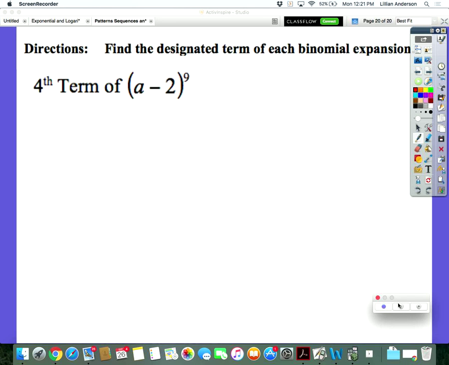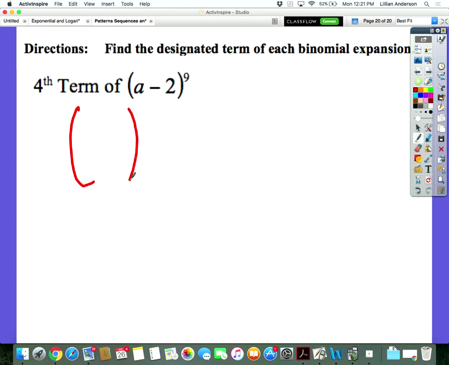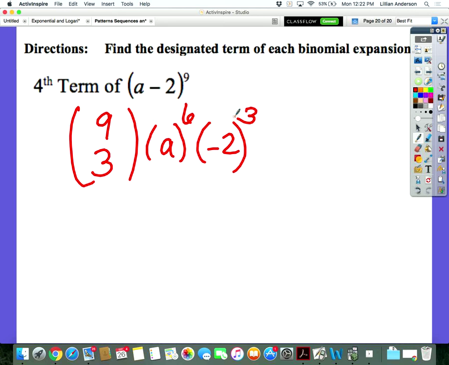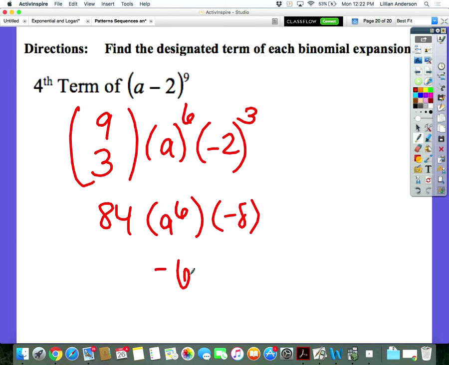Calculator. Oh, the 4th. Oh, yeah. 9 should have been the top, and if you're looking for the 4th term, that means it should be combination 3. And because, remember, your first coefficient is counting down, this one should have been the 6, and this one here should have been the 3. So this would have been 84 times 8 to the 6 times a negative 8, and you should have got a negative 672.